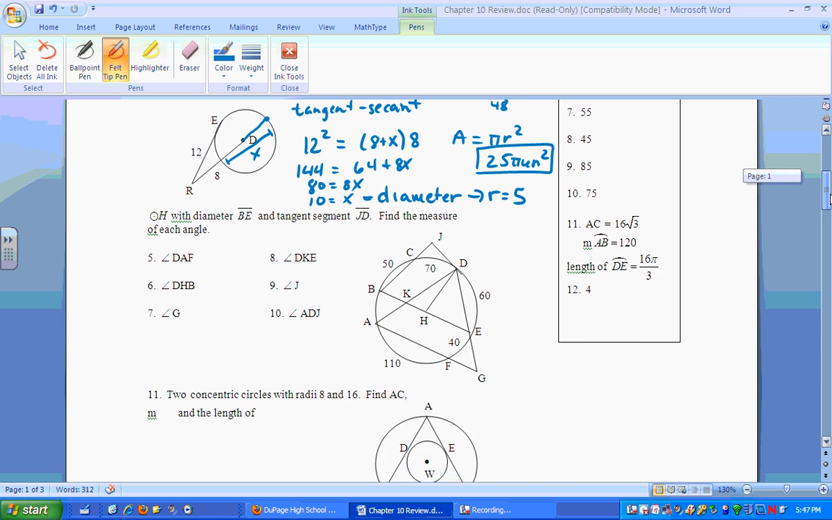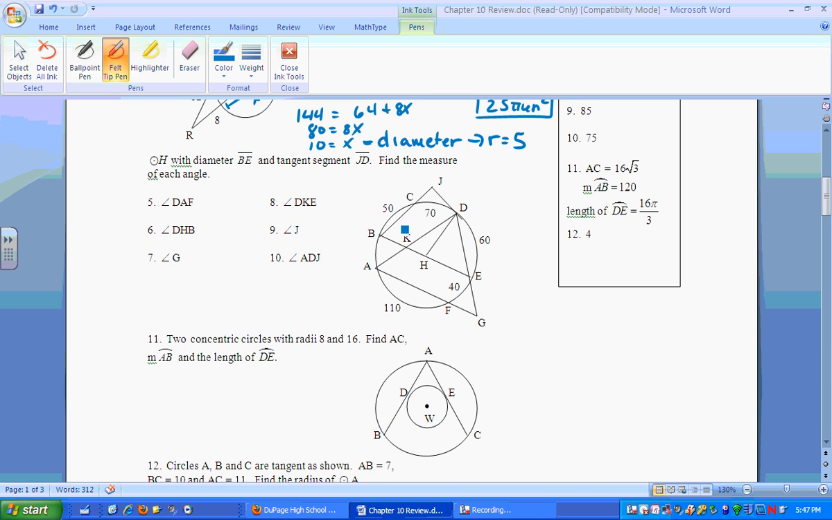Problems 5 through 10 are all on a big circle. All we have are the marks of 50, 70, 60, 40, 110. Add them all up. Subtract it from 360. It ends up that arc AB is 30. H is the center of the circle.